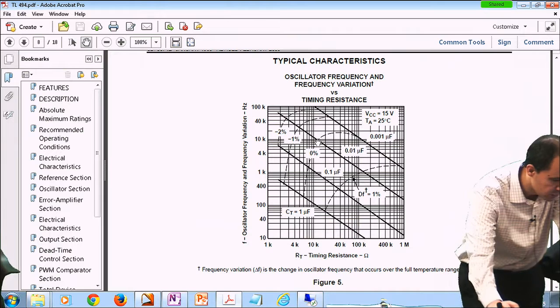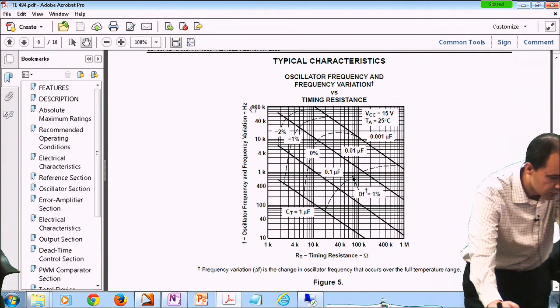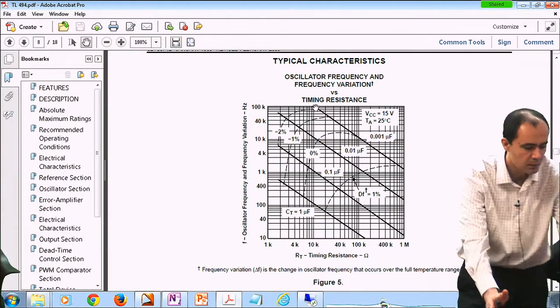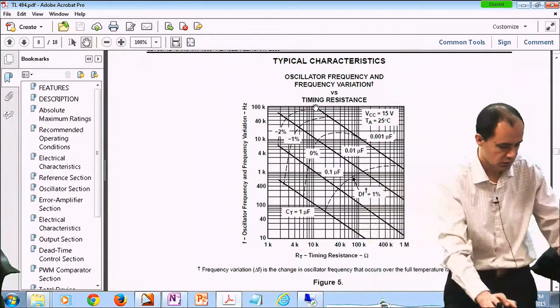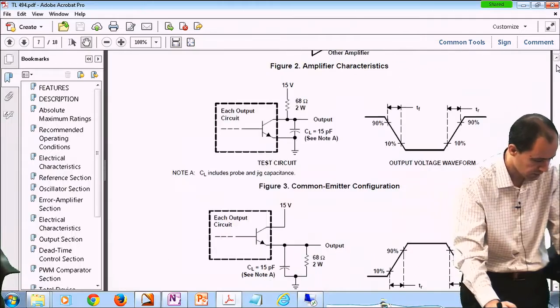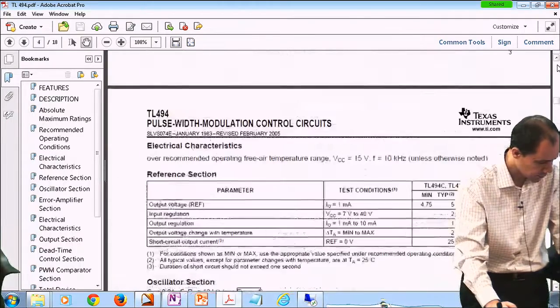For instance, if you need your switching frequency to be 100 kilohertz, you can select RT to be around 10K, and then CT should be around about 1,000 nanofarads, something like that. So you can actually select your frequency using these graphs. What else do we have here?